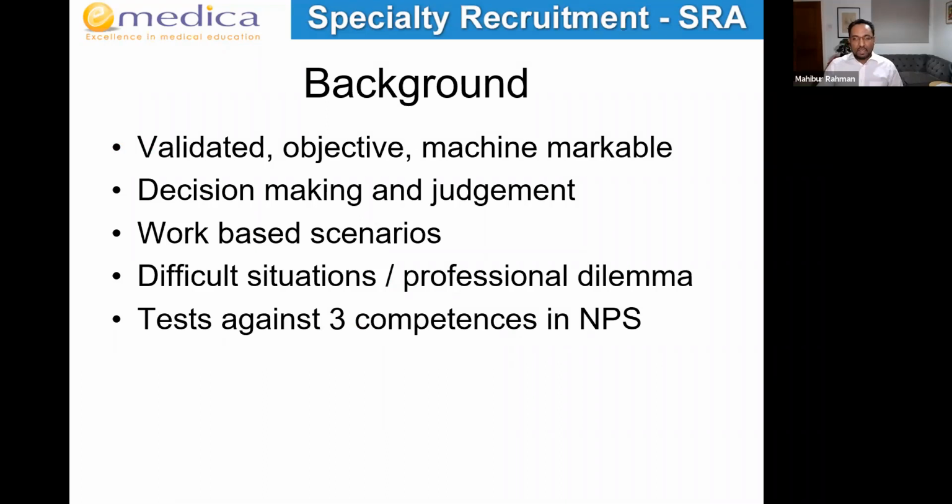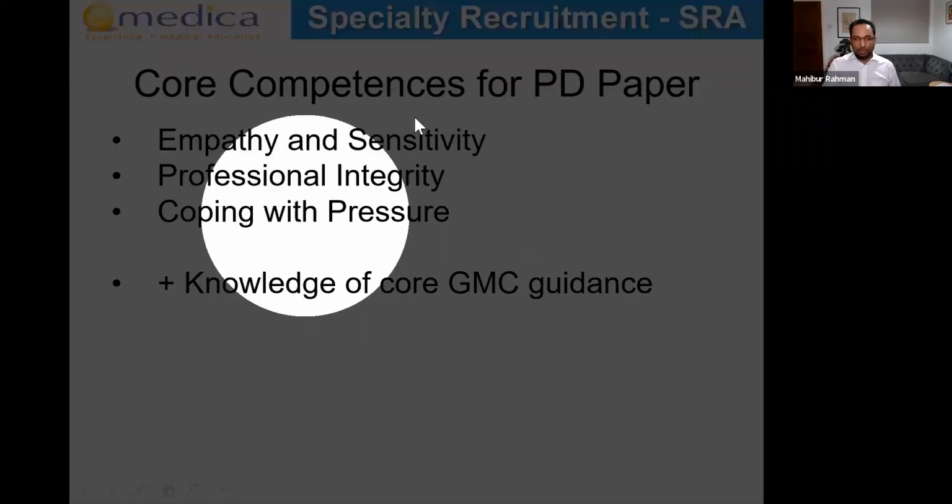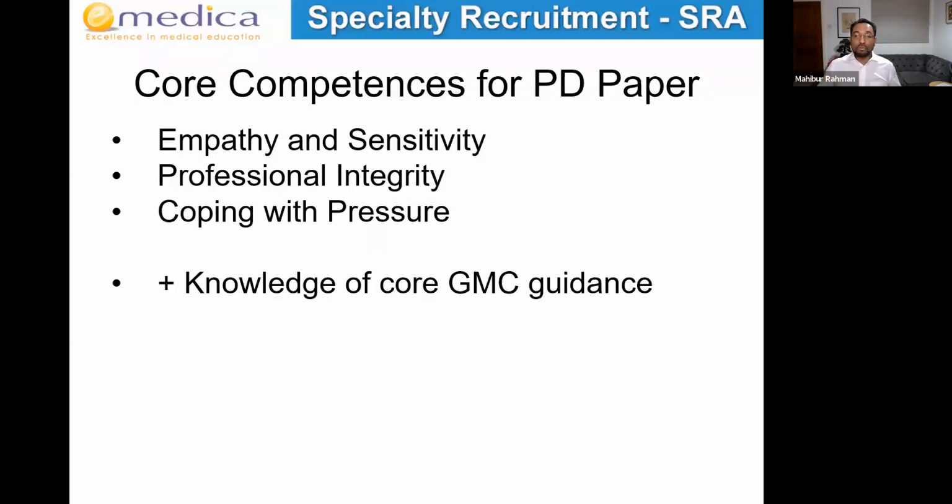So there'll be a difficult situation or professional dilemma, and every question will be testing against one or more of 3 competencies in the National Person Specification, which are these: empathy and sensitivity, professional integrity, and coping with pressure. Okay, so every question will test one or more of these 3. And then for some questions, it will be useful to have knowledge of core GMC guidance. Okay, so let's do a question.